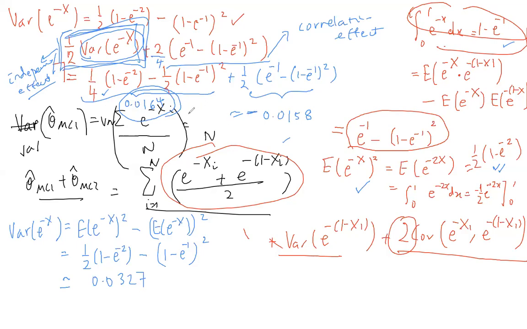So you can see that there has been a very large reduction. 0.0164, you shave off 0.0158. That's actually a lot. In fact, after you shave this off, this becomes about 0.0006. So you can see that in this case, the use of the antithetic variable has drastically reduced your variance.